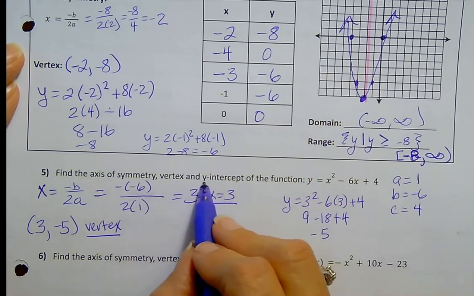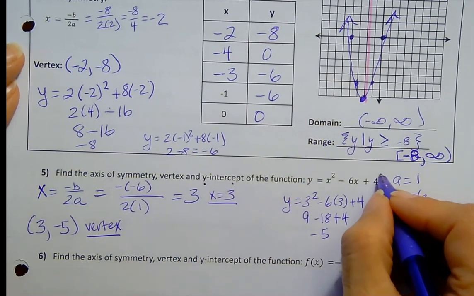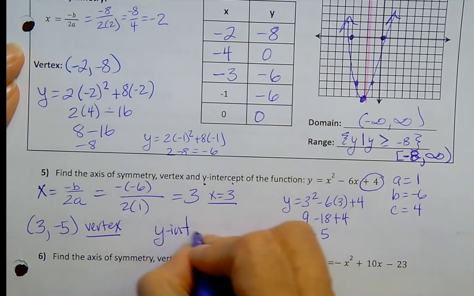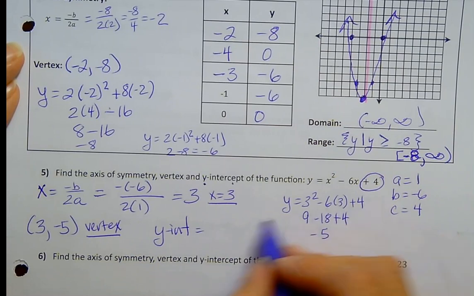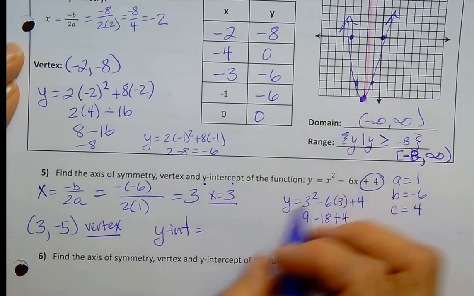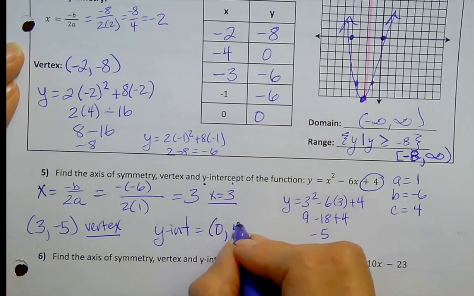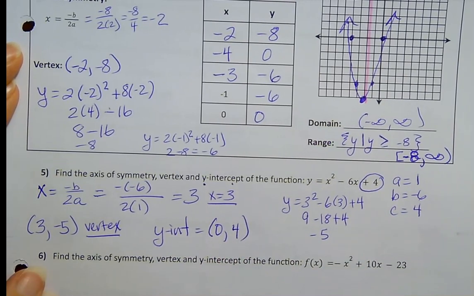And what does it want? My y-intercept. So just looking at it, that's my y-intercept, right? The y-intercept is where I cross the y-axis, so I know x has to equal 0. And the y-intercept is at 4 right there. So we're going to write it as 0, 4.